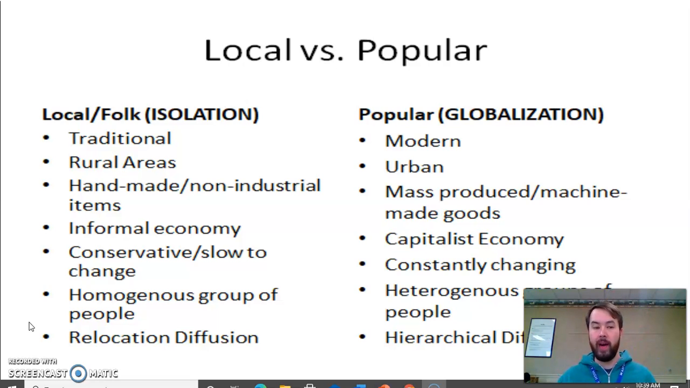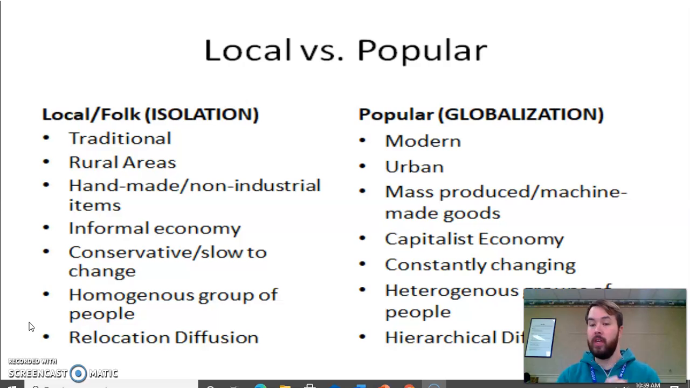local and folk cultures are more isolated, more based on tradition, more based on a rural lifestyle and economy, more conservative, more slow to change, made of homogenous groups, meaning the same, and it usually spreads through relocation diffusion.